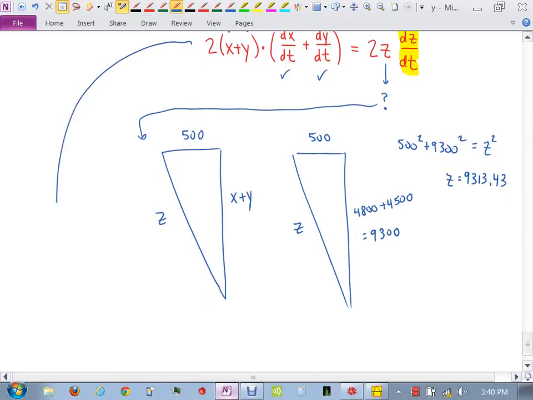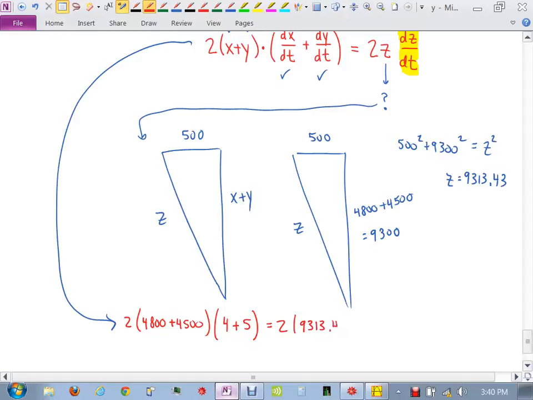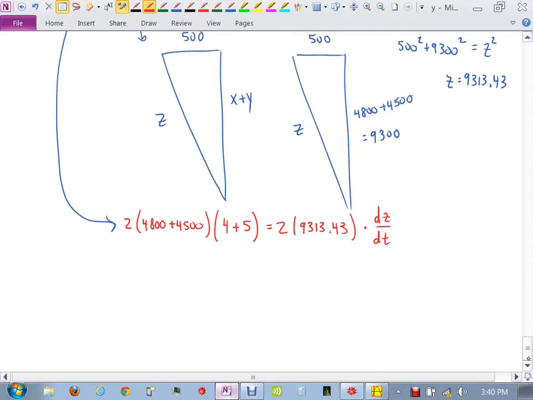Okay, coming back down here, we've got 2 times 4,800 plus 4,500 times, oh yeah, dx dt was what, 4? Plus dy dt was 5. And then equals 2 times 9313.43 times dz dt. Any questions on that?